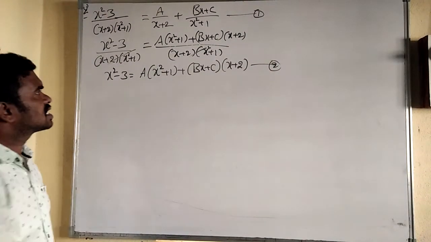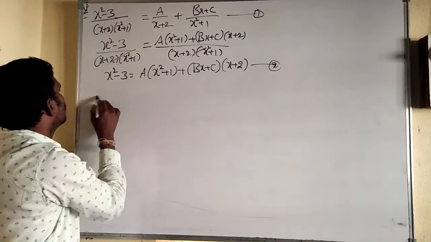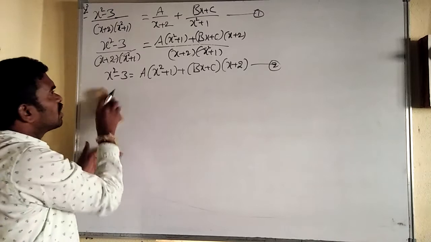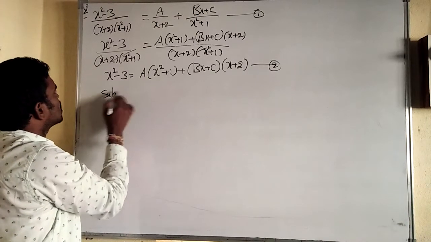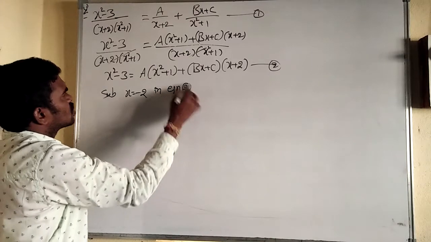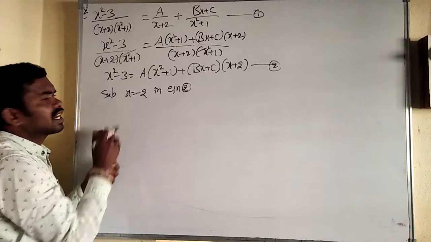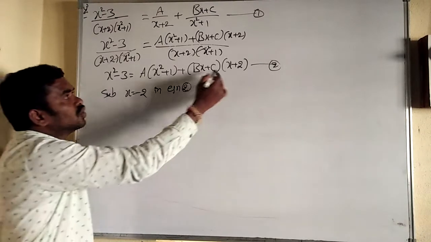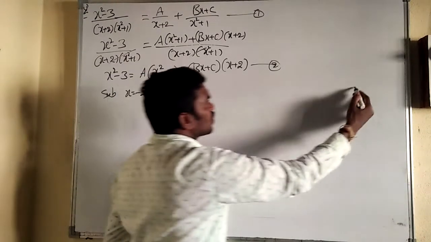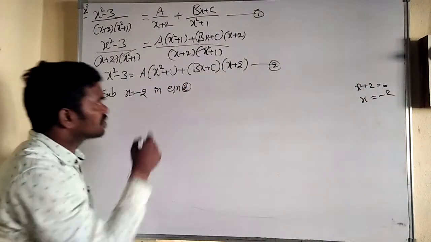So this is equation 2. Now simplify. See, if you take x equal to −2, this will be 0. So substitute x = −2 in equation 2. So then the second equation becomes what? The x value I am taking is −2. Why? To make x + 2 zero, x will be −2. That's why I am substituting.